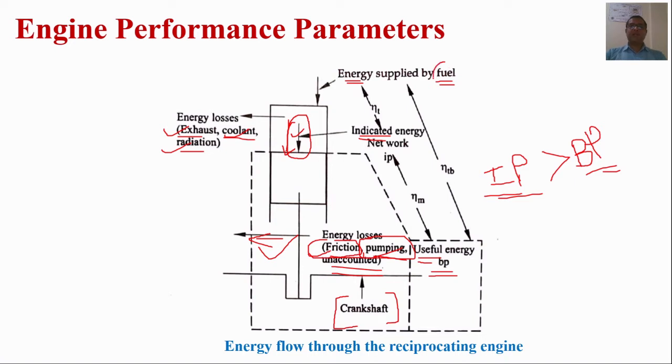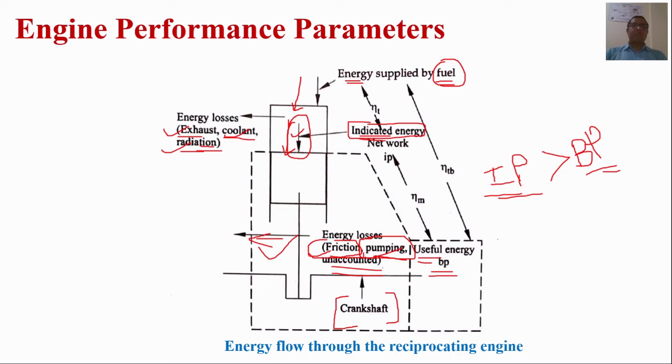First we supply the chemical energy of the fuel in the combustion chamber. In the presence of the air, the fuel burns. Due to this, chemical energy is converted into thermal energy. Some portion of this thermal energy is lost in the exhaust, coolant and radiation, and the remaining portion is converted into power, which is known as the indicated power. So power developed within the engine cylinder to drive the piston is known as indicated power.